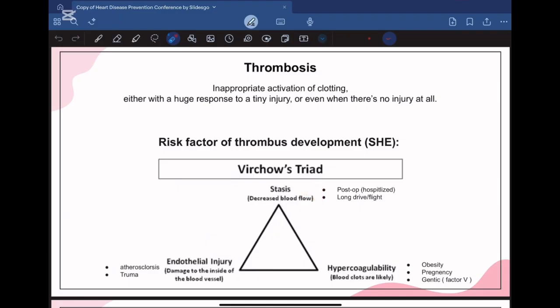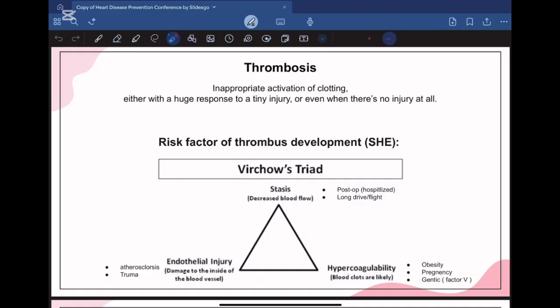Post-operative patients, for example, a patient who is hospitalized, he has done surgery for 2 to 3 weeks, he stayed in the hospital, so basically the patient is not moving a lot, therefore his blood flow will be reduced and thrombosis could happen. Or long drive or flight, again the patient is not moving, his legs are not moving, therefore blood flow will be reduced in the lower extremities and thrombosis could happen.